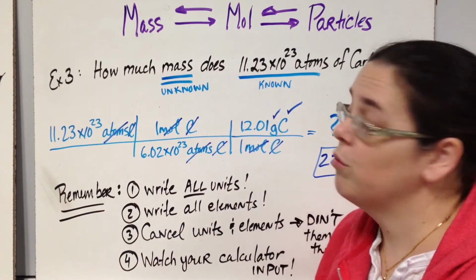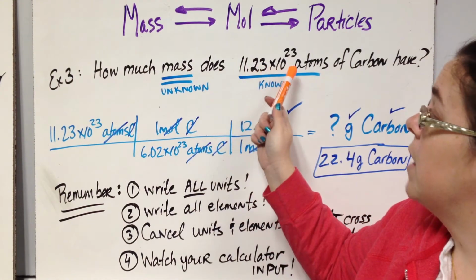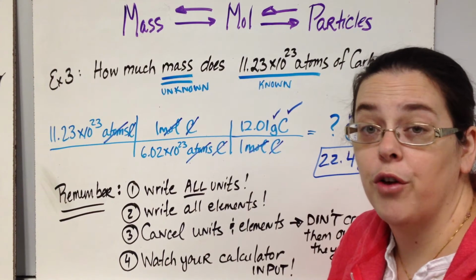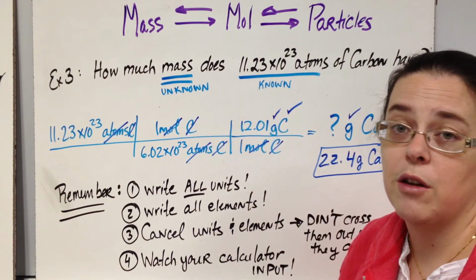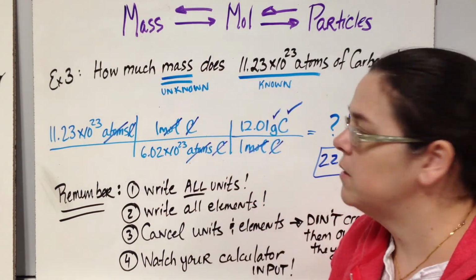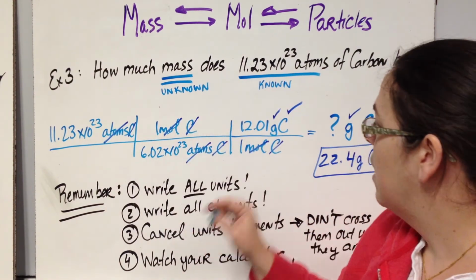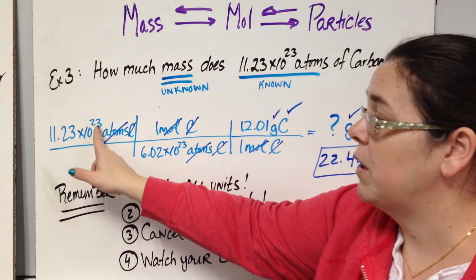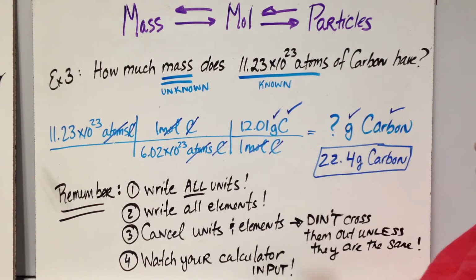So example number 3 is, how much mass does 11.23 times 10 to the 23rd atoms of carbon have? So let's identify our known and our unknown. This is our known, 11.23 times 10 to the 23rd atoms, and our unknown is mass. How much mass do we want? So we set up our t-chart, 2 sections. So we write our known, 11.23 times 10 to the 23rd atoms of carbon. Over here we write our unknown, grams of carbon.